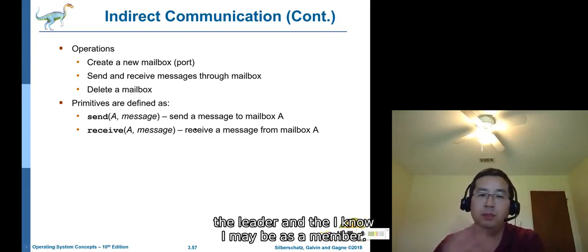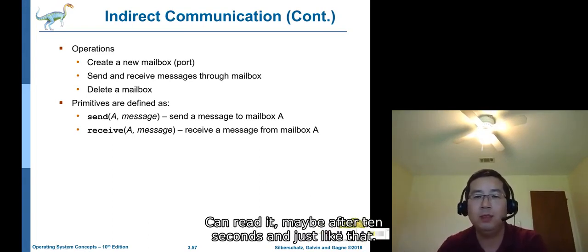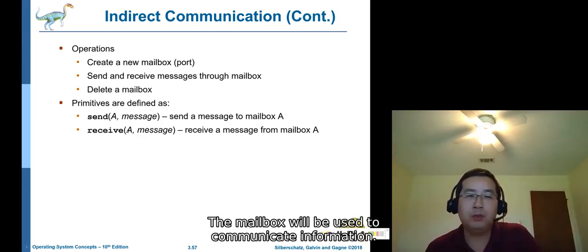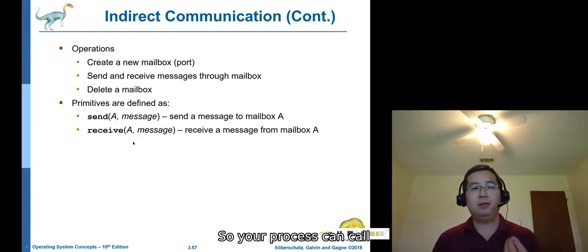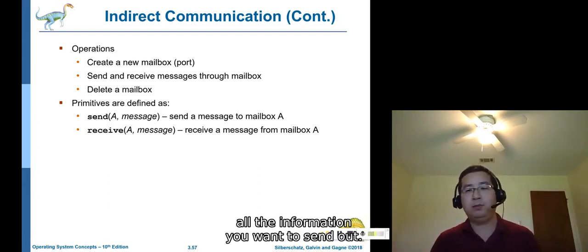That means you want to get a message because we established this. Maybe one is the leader and the other is the member. One sends a message to that mailbox, and each one can read maybe after 10 seconds and so on. So you receive a message from the mailbox. The mailbox will be used to communicate information. Your process can call these send and receive system calls to get the information you want or send out the information you want to send.